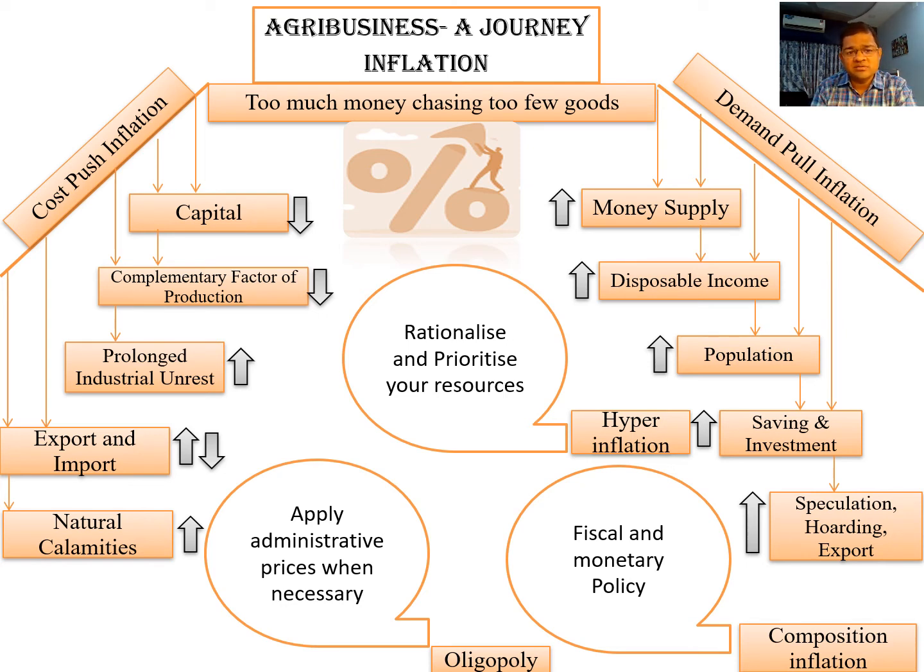Suppose the tractor is there in the farm, but the driver is absent. Then automatically, due to the absence of a complementary product, your supply will also be reduced. When your supply is reduced, the per unit cost of every factor will increase, and ultimately the price of the product will increase. That is one of the elements of cost push inflation.